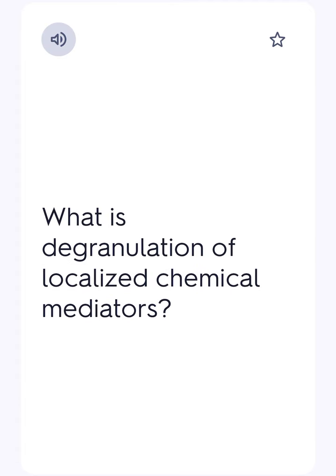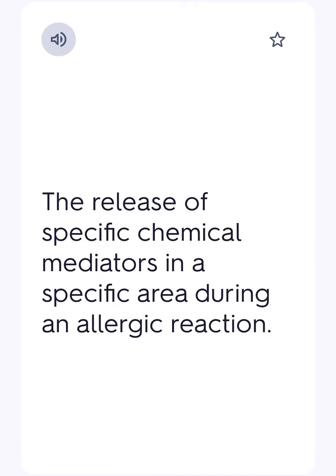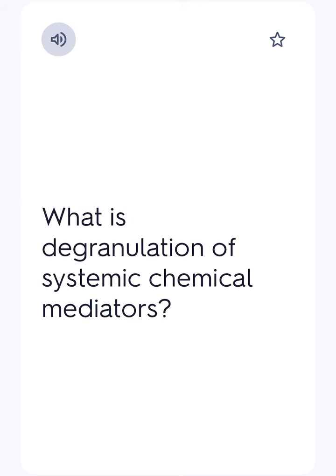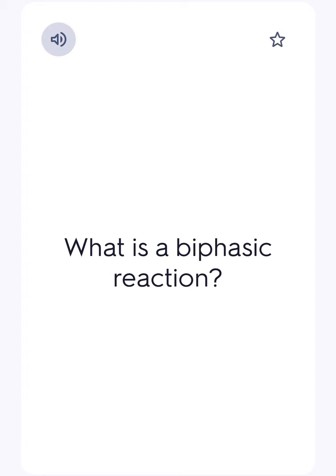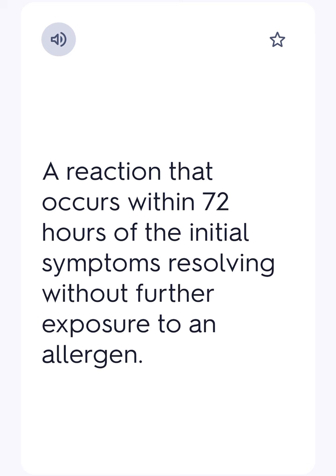What is degranulation of localized chemical mediators? The release of specific chemical mediators in a specific area during an allergic reaction. What is degranulation of systemic chemical mediators? The release of various chemical mediators throughout the body during an allergic reaction. What is a biphasic reaction? A reaction that occurs within 72 hours of the initial symptoms, resolving without further exposure to an allergen.